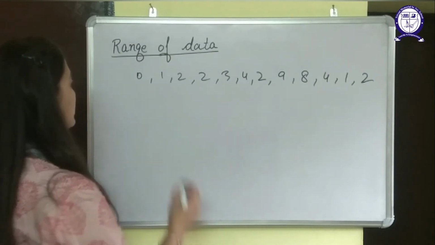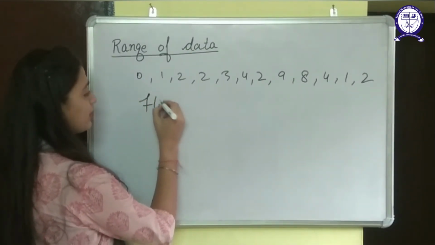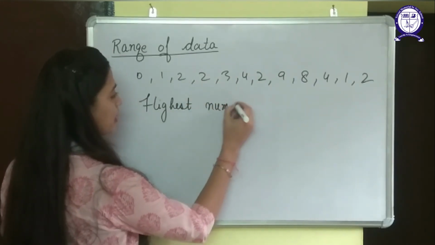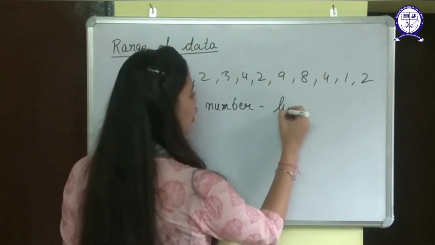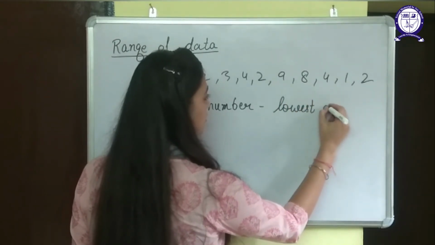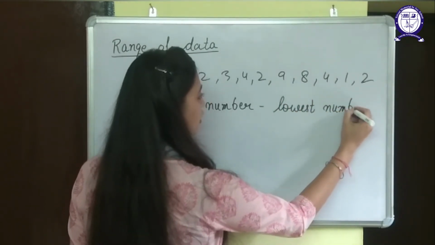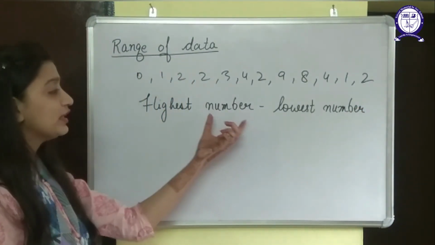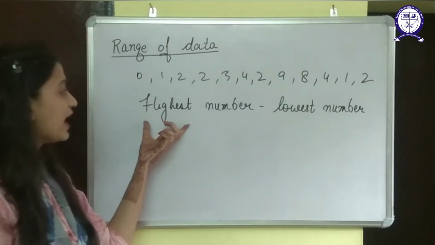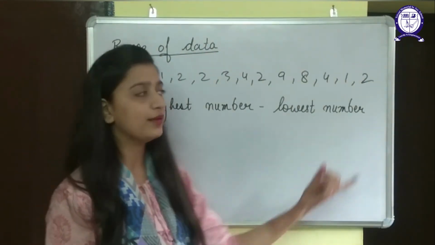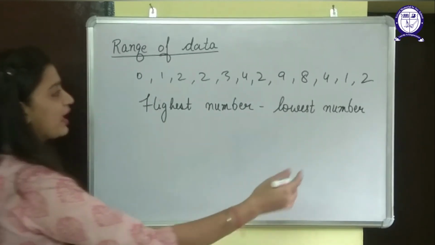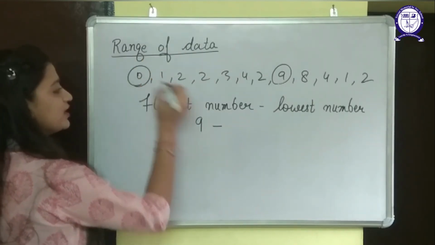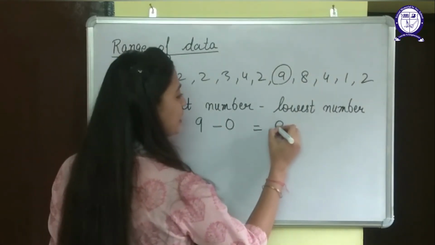Now range is the highest number minus lowest number. It does not focus on the frequency, it focuses on the numbers which are given, that is highest number minus lowest number. So in the data I can see that my highest number is 9 and my lowest number is 0. So the range will be 9.